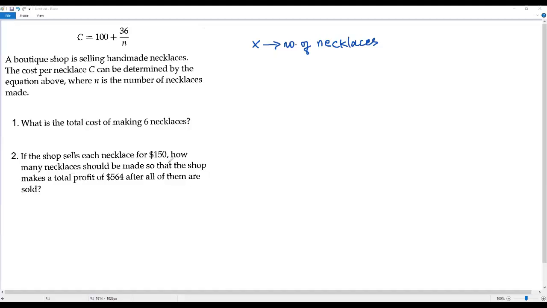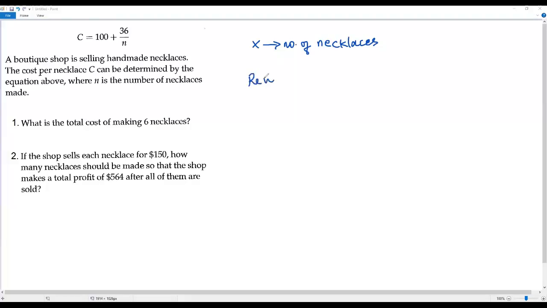If the shop sells 2 necklaces, how much money will they get as revenue? $300, because 2 times 150. In case the shop sells 10 necklaces, how much revenue will they get? $1,500, because 10 times 150. But we have assumed the shop has to sell X number of necklaces so that they will make a profit of $564. So how much money will they get as revenue by selling X number of necklaces? The selling price of one necklace has to be multiplied by the number of necklaces.